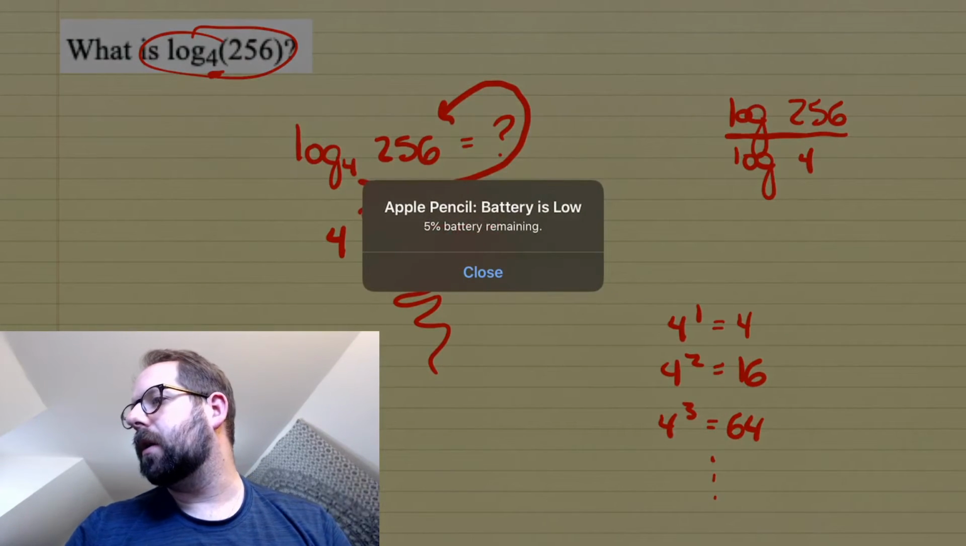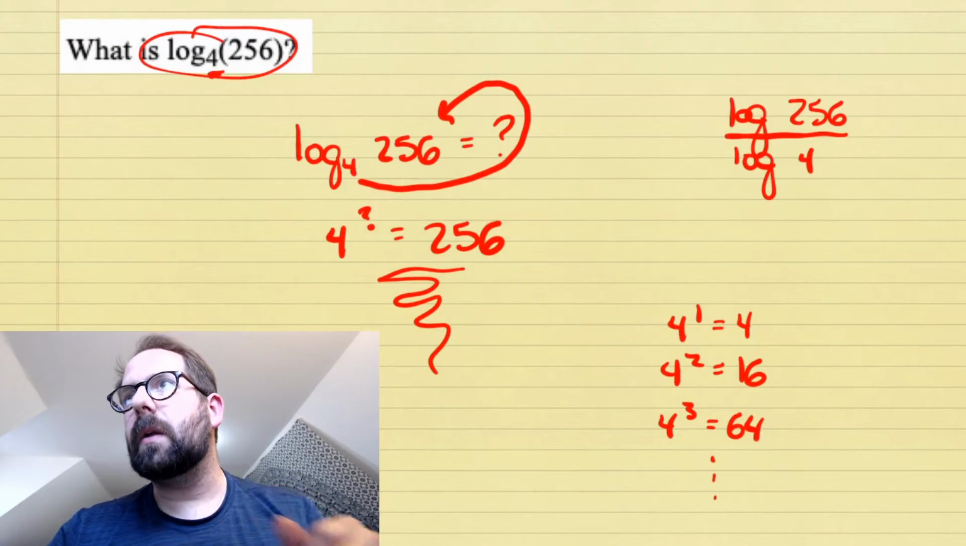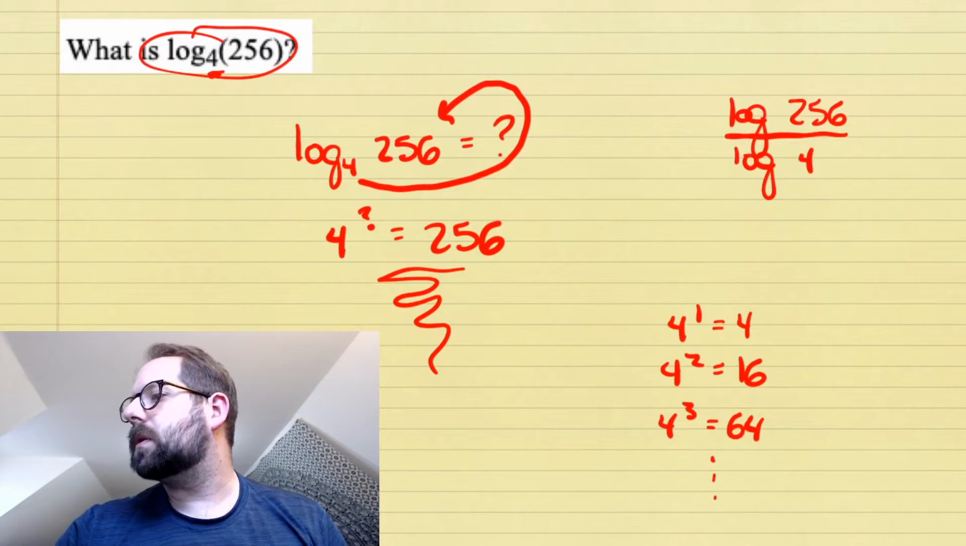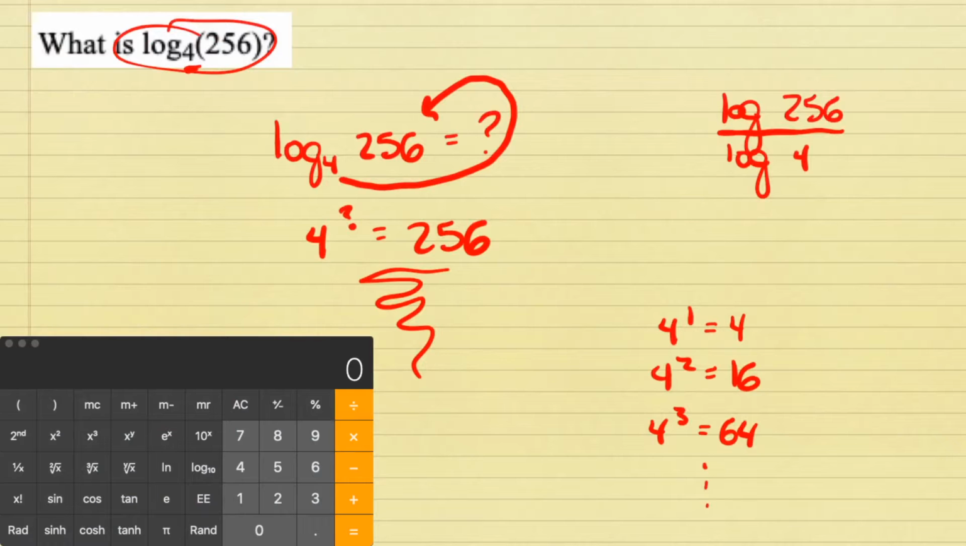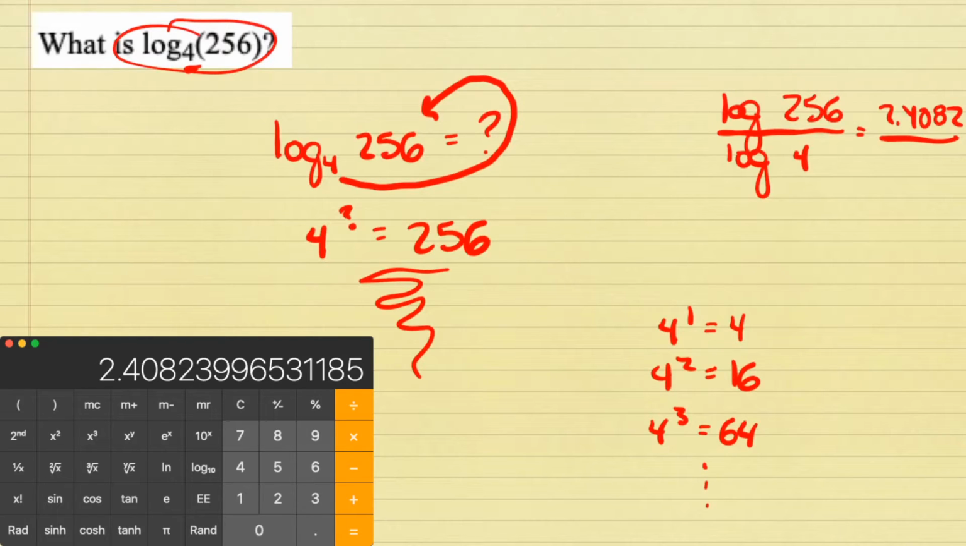I'm going to go back to my calculator here. Okay, so 256, hit the log button. That's 2.4082. And then the log of 4 on the bottom, so hit the 4 log button. 0.6020, okay? And then I'll divide those numbers. So 2.4082, and I'm going to divide by 0.6020.